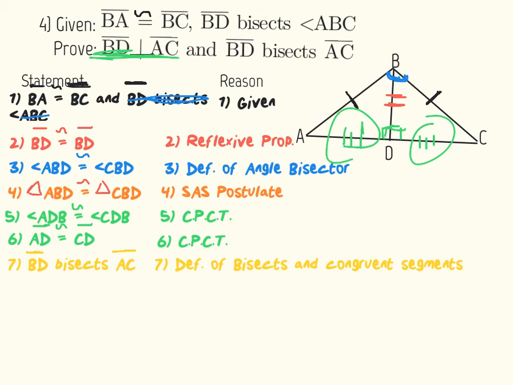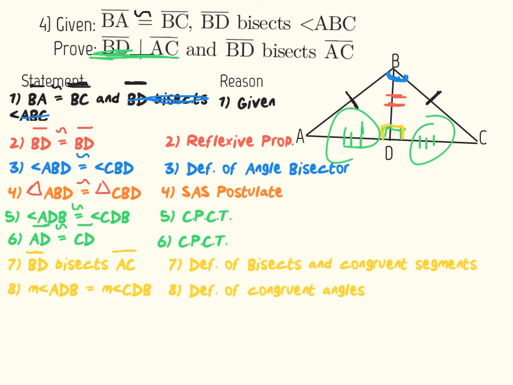Okay, now the last thing is to say that our two angles are right angles that we know are congruent to each other. The measure of angle ADB is equal to the measure of angle CDB, and that's by definition of congruent angles. Well, if the measures are equal and they are on a line like this, then definition of perpendicular angles says that those two sides are perpendicular. So we say that segment BD is perpendicular to segment AC by definition of perpendicular lines.